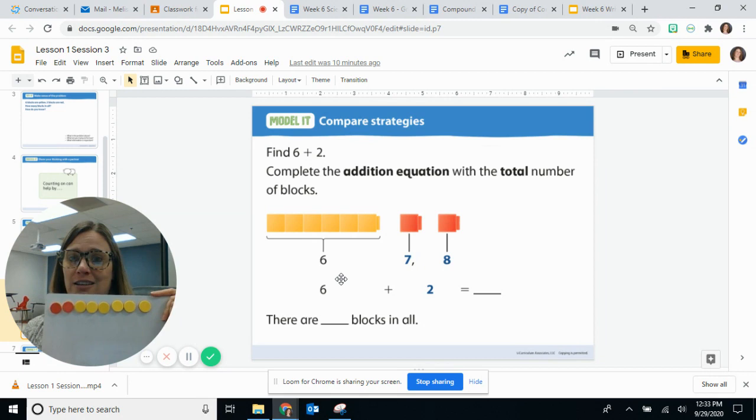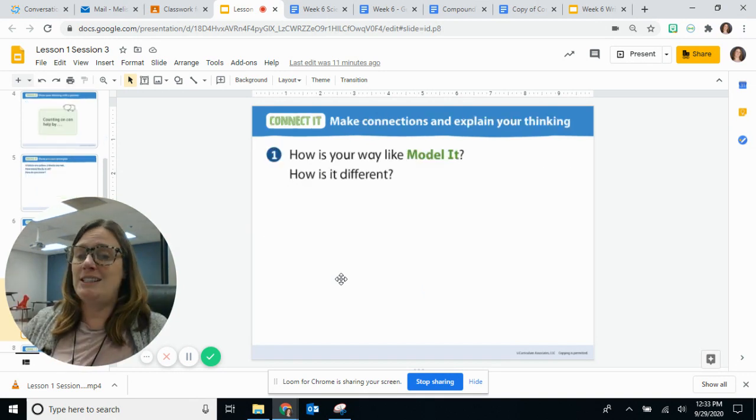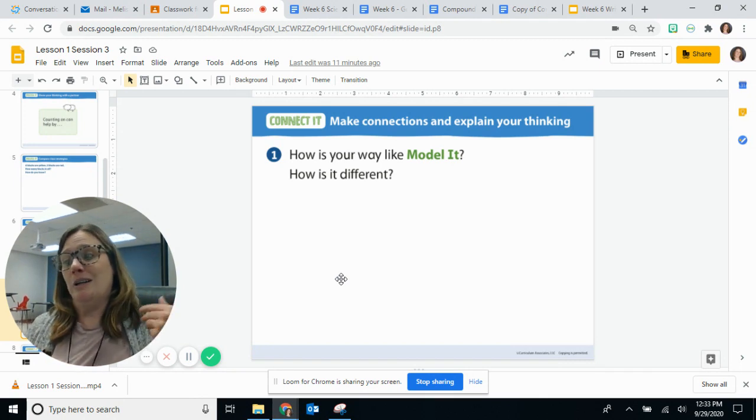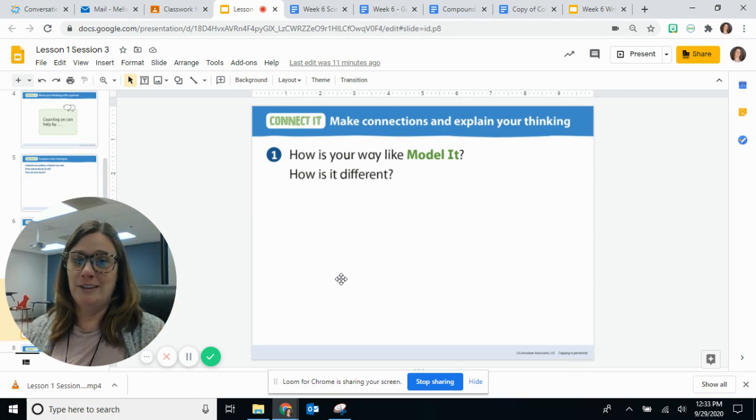Look what they did. Did you do it like that? Complete the addition equation. So they showed us 6, 7, 8. Oh, that's the way I did it. All right. I didn't have the train cubes like they did, though, to have the right colors. Let's see. Did we model it the same way? Pretty much. Is it different? Well, I use counters, not train cubes. How was your way different?